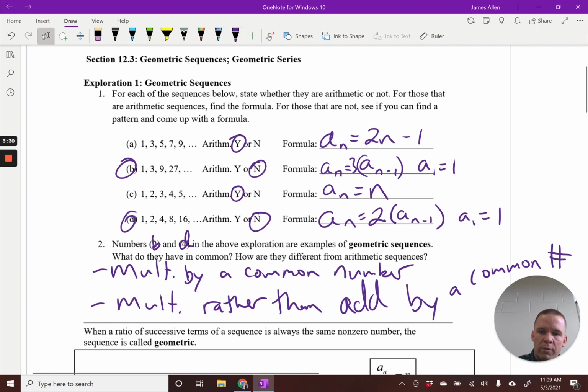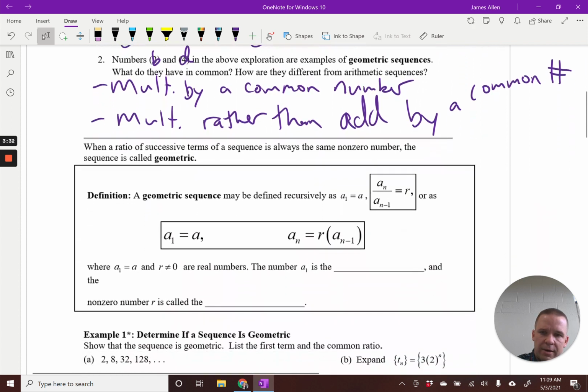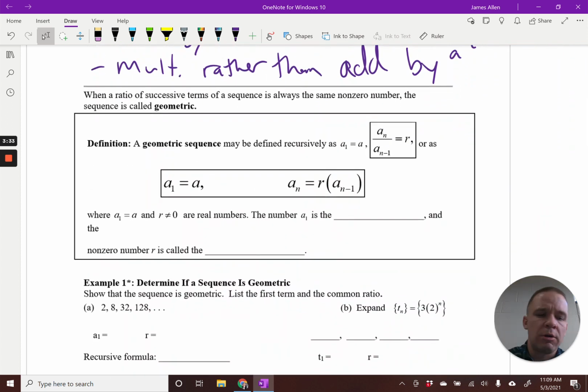So when the ratio of successive terms of a sequence is the same non-zero number, we call that a geometric sequence. Okay? So if I'm multiplying everything by 2, or multiplying by 3, or multiplying by a third, or multiplying by 4/5, I don't know, right? That would be geometric. I'm always multiplying by the same thing, whether it's a positive number, a negative number, a fraction, whatever, as long as it's not 0.